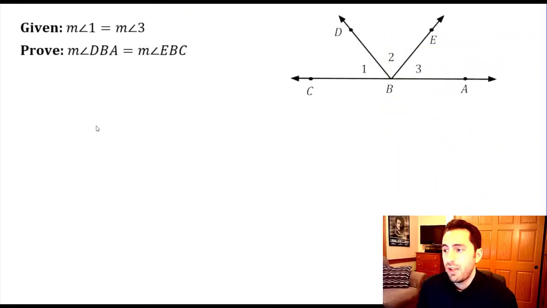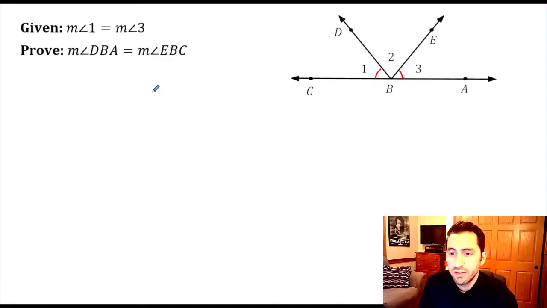So this is how my information is presented to me. I have a given, so this is a statement that we're assuming to be true, and then I have a statement that I want to prove. So in this case, my given information is the measure of angle 1 is equal to the measure of angle 3. Now I think a good idea would be to mark that in my diagram right away. So if these two angles are equal, I can indicate that with two little arcs in the corner. So now I can look at my picture and I know that those two angles are the same.